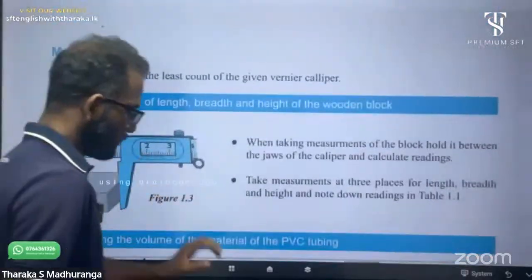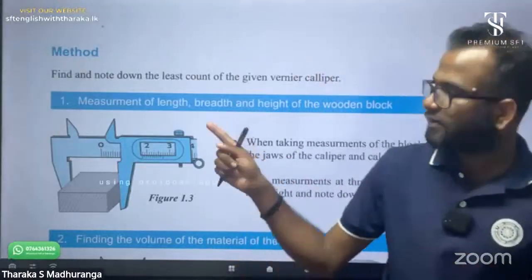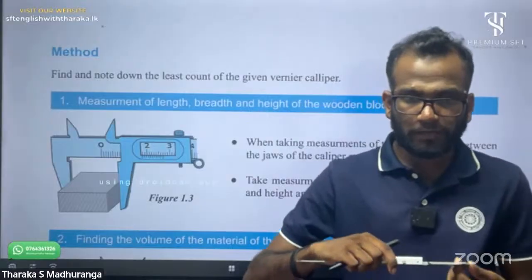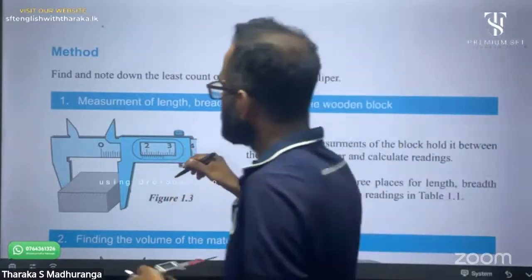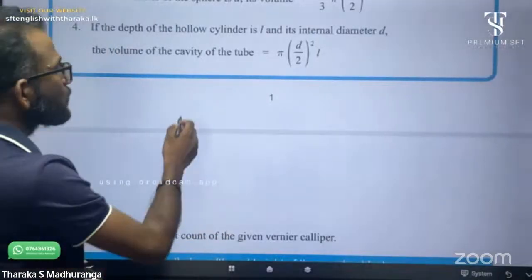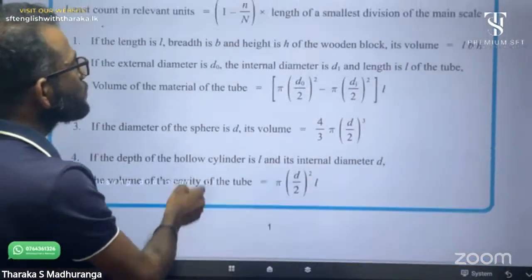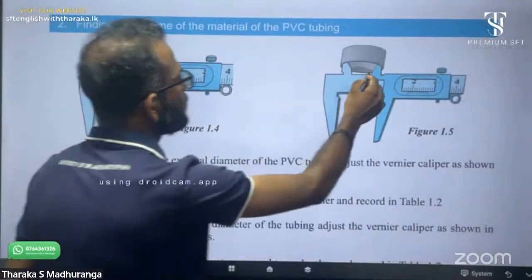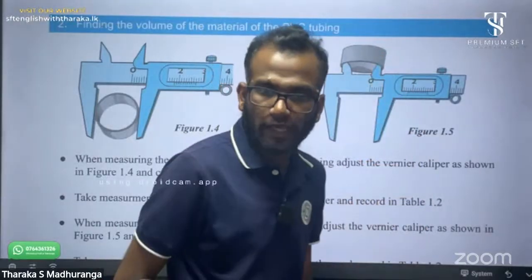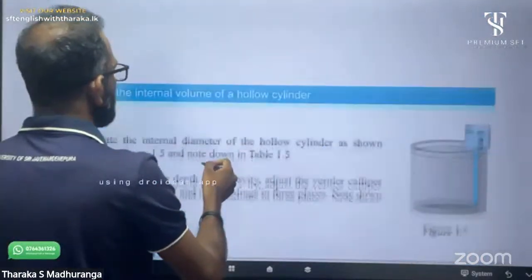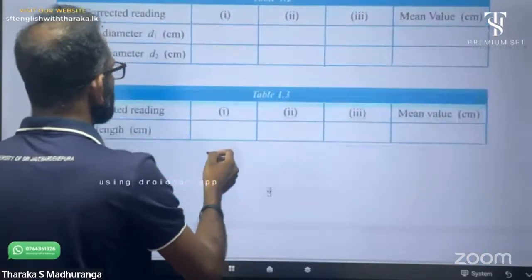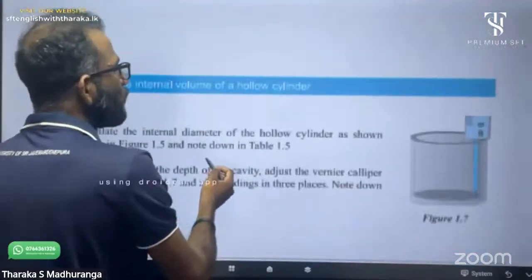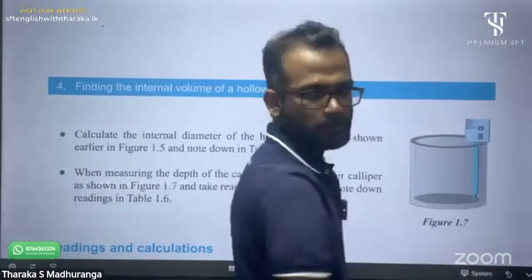This is the purpose of the external jaws, to get the external diameter or thickness of any substance, right? This is the purpose of the internal jaw. This is an internal jaw to get the internal diameter. And the depth measuring strip we can use to measure the depth of any substance, the depth of any hole. Yeah, this is the depth of any hole.